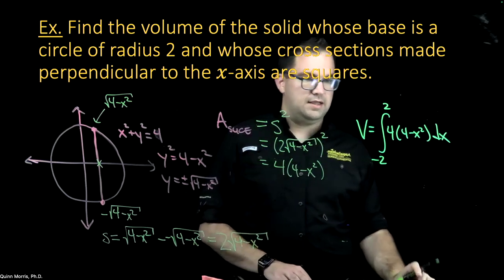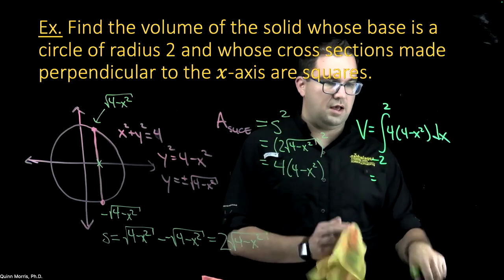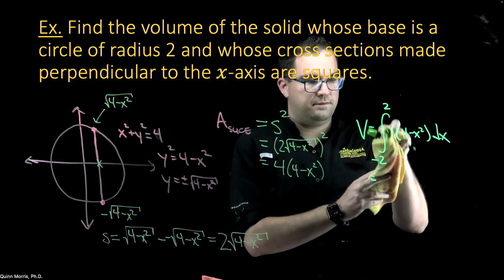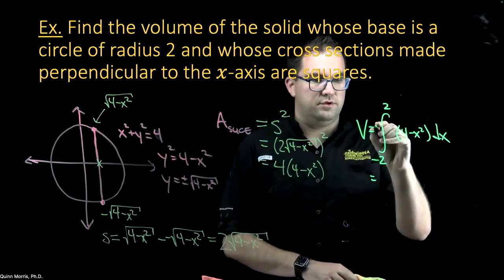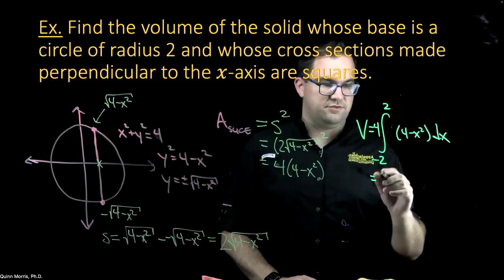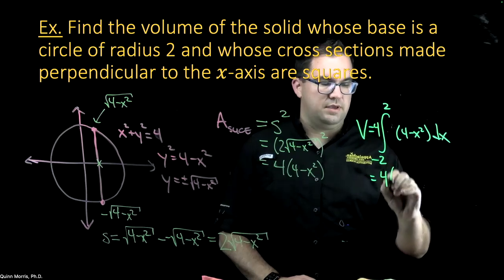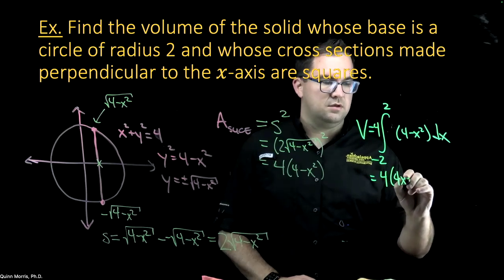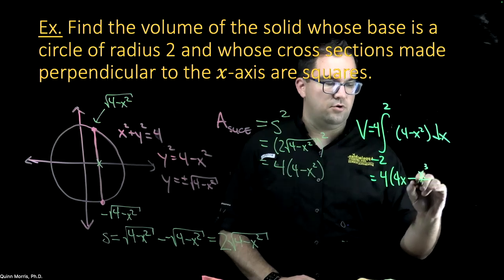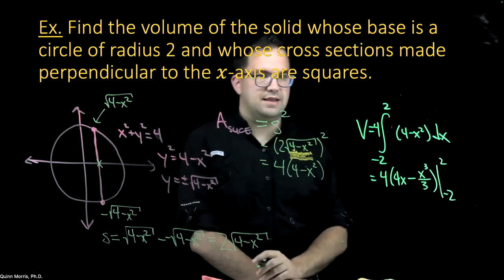Okay. And so now we simply need to compute this integral. So we can pull the 4 outside of the integral. I'll do that first. Pull this 4 outside. And let's see. Now, taking this is a fairly simple antiderivative. So this is 4 times, this will be 4x minus x cubed over 3. I'm going to evaluate at 2 and negative 2 and take the difference.